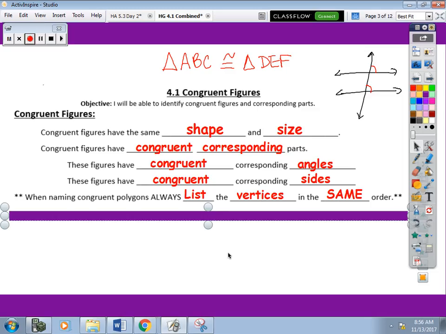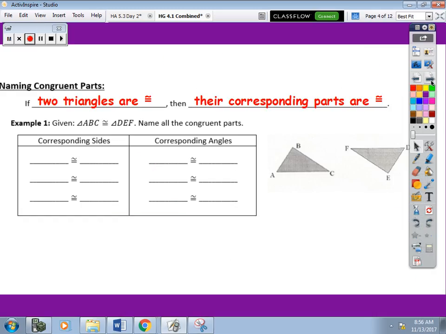So naming congruent parts. Again, we can use this statement. And we'll notice that if 2 triangles are congruent, then their corresponding parts must also be congruent. And we will have 6 pairs of corresponding parts. We'll have 3 pairs of angles and 3 pairs of sides if it's a triangle.